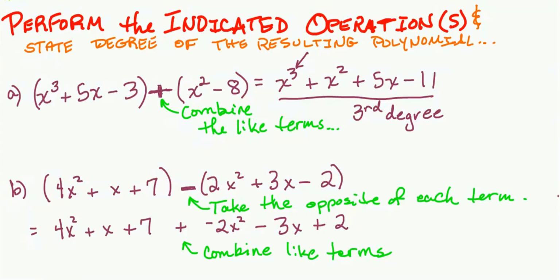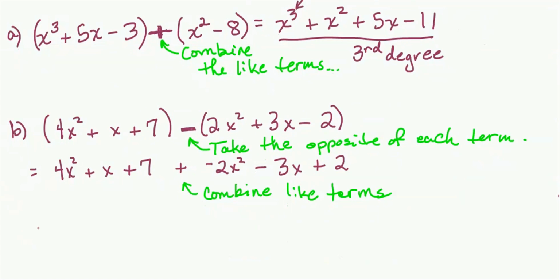Let me scroll down a little bit. So we'll have, let's go down a step, 4x squared minus 2x squared.